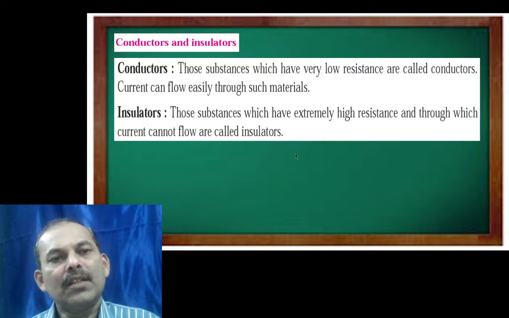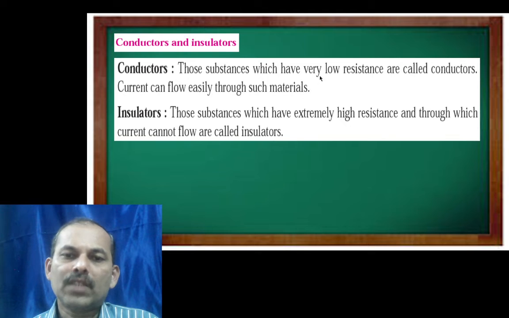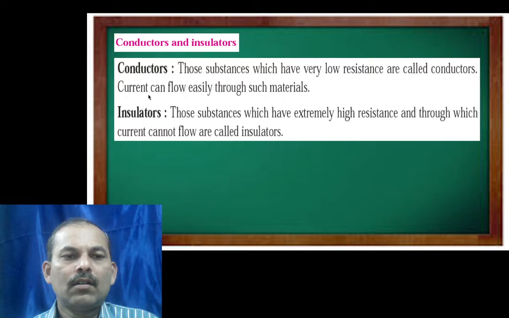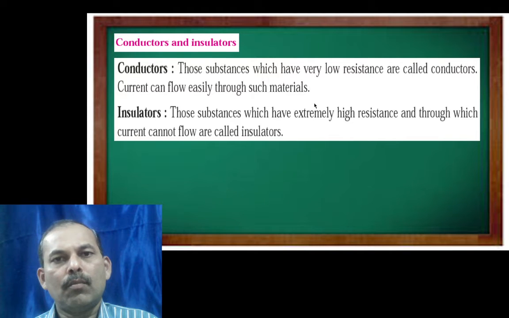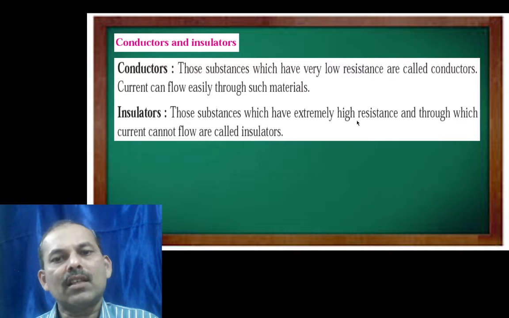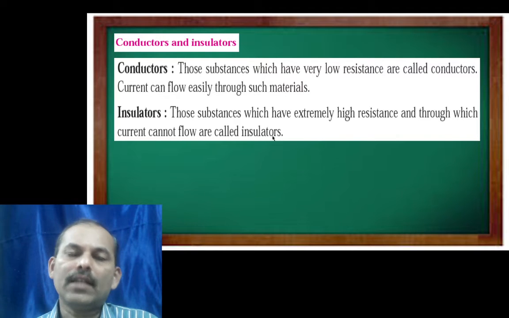Then we will see about conductors and insulators. What is a conductor? Those substances which have very low resistance are called conductors. Current can flow easily through such material. For example, copper wire, aluminum, these metals. Insulators are those substances which have extremely high resistance and through which current cannot flow. For example, wood, plastic, glass, etc.